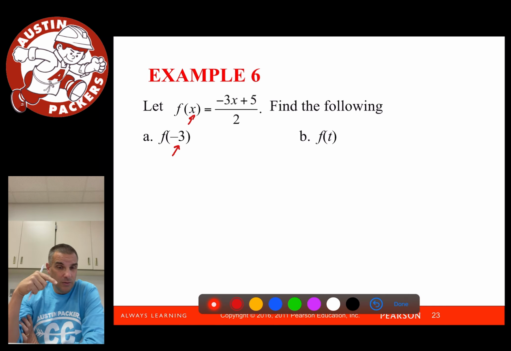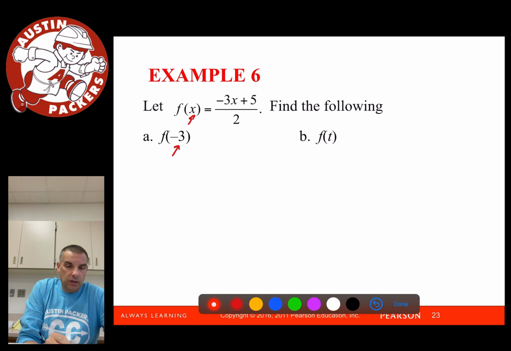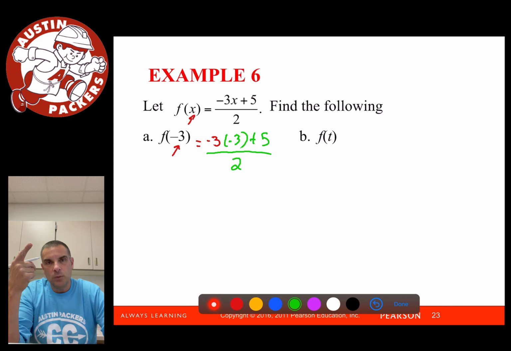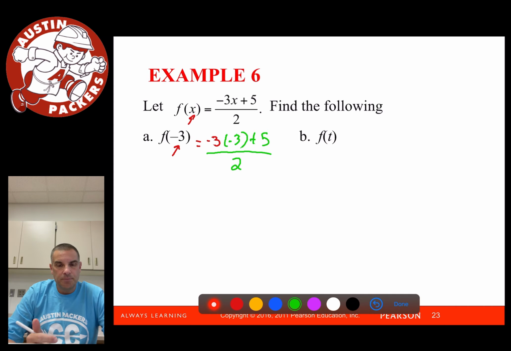Whatever that input value is, you are going to replace what the input value was in the original function. In our original function, x was our input. Now we want -3 to be the input. So anywhere in that function that I see an x, I'm going to replace it with a -3. It's kind of like substitution. That input value is substituted in for what our original input value was. And then we can go ahead and solve it.